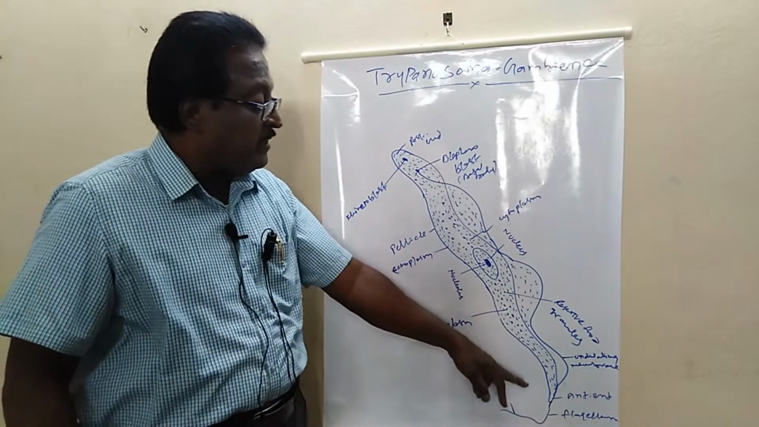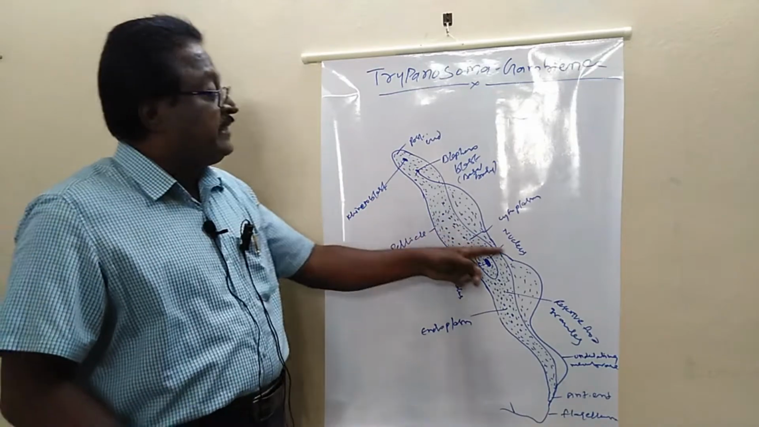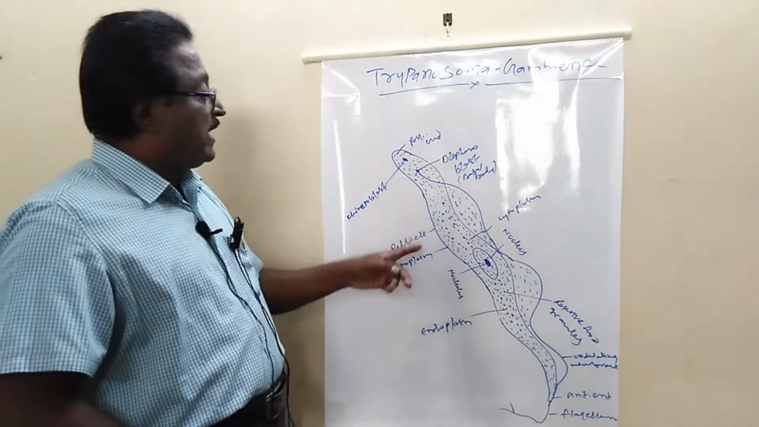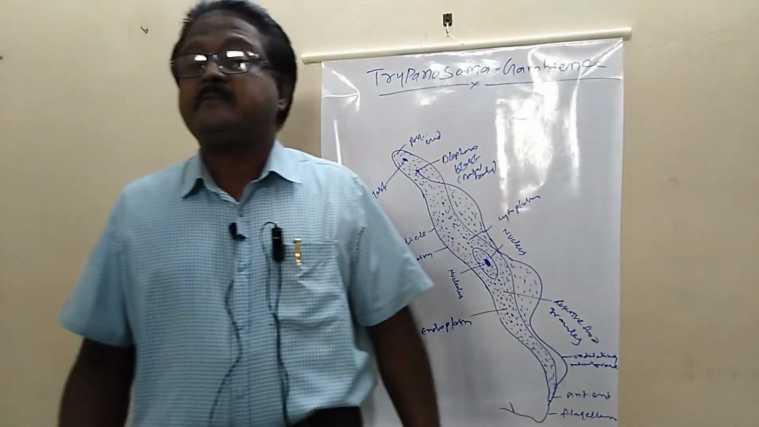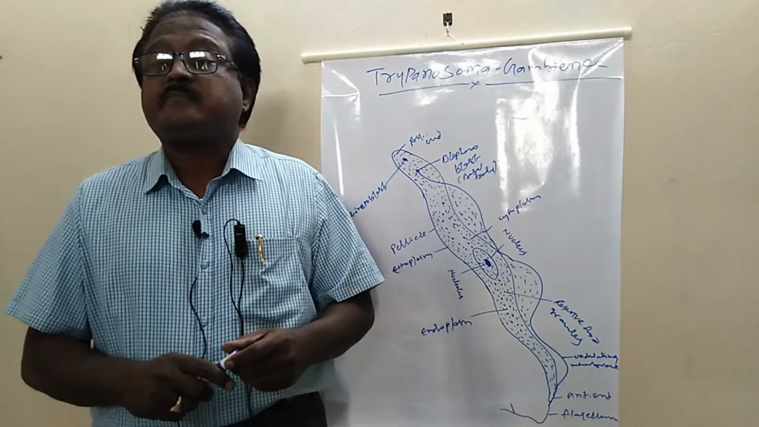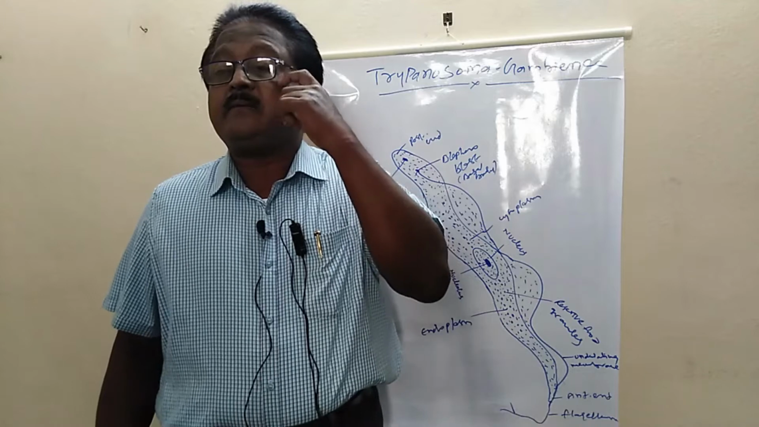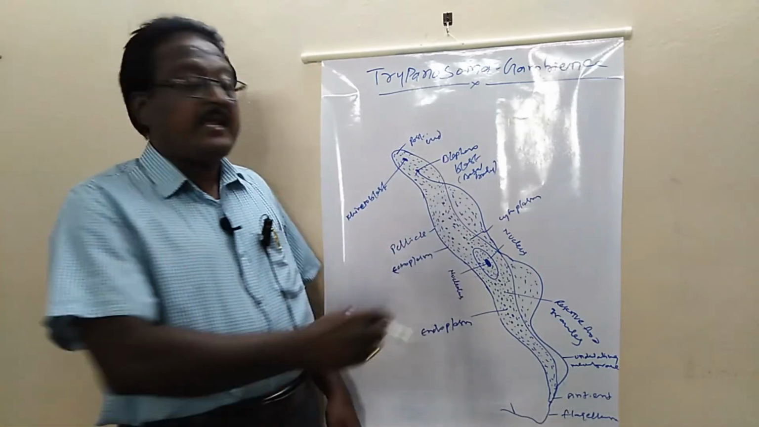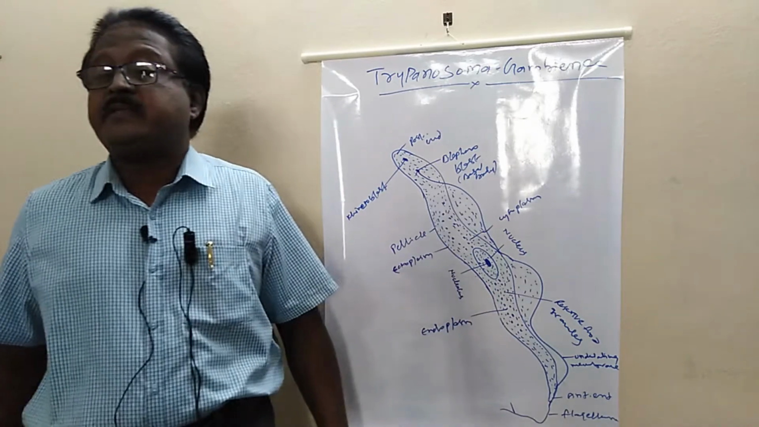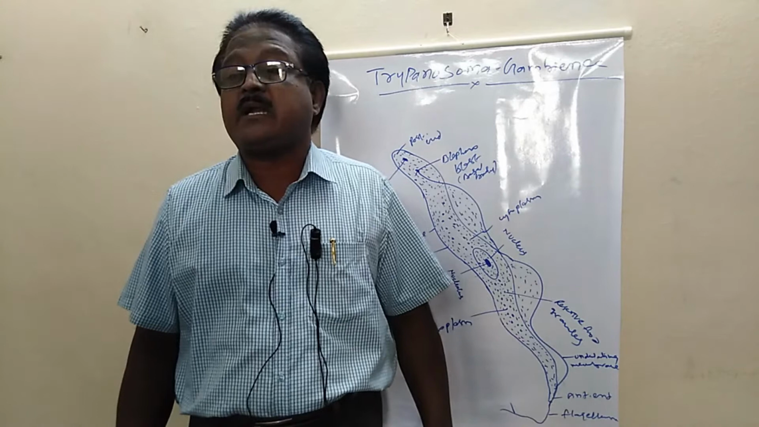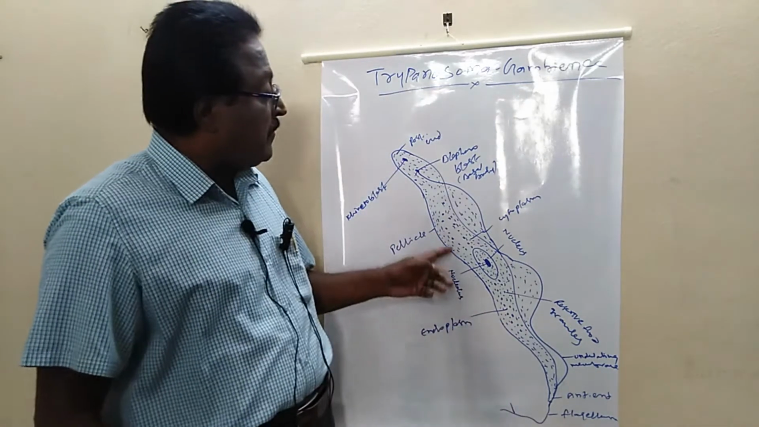Its body has an outer covering, a thin membrane, called the pellicle. And this pellicle is supported by longitudinal thread-like structures. These are the longitudinal thread-like structures, called microtubules. These are the microtubules.